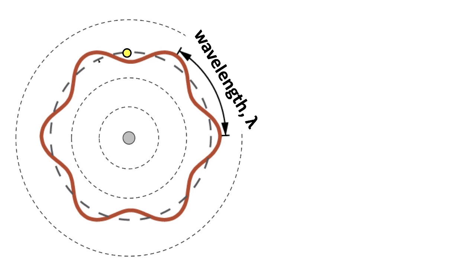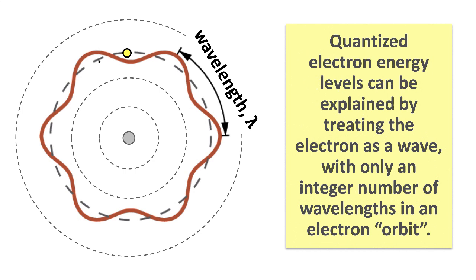One thing to note, Bohr's model hinges on the notion that a given quantized energy level can be explained by treating the electron as a wave, and that wave has only an integer number of wavelengths in an electron orbit. So here is an example of an electron orbit with 1, 2, 3, 4, 5, 6 wavelengths corresponding to that orbit. A different orbit could have 3 or 4 or 1 or 5, but it has to be an integer number.